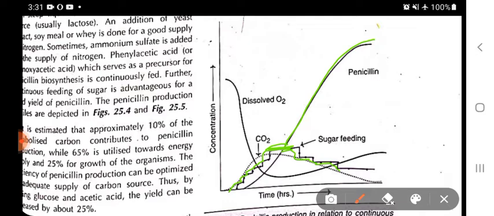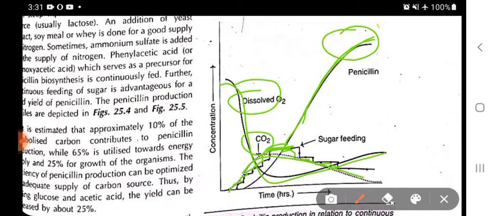Also the other things, like the concentration of carbon dioxide and the dissolved oxygen, where we are supplying oxygen to the fermenter at a rate of 0.5 to 1 vvm. At a certain period of time, you see the highest penicillin production can be achieved after utilization of all these things. Not complete utilization, because we are allowing the dissolved oxygen and sugar to be introduced to the culture medium.